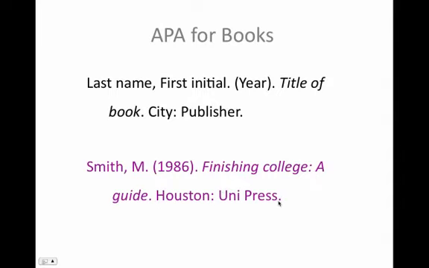This is all the same information that you would find in an MLA citation for a book. It's just moved around a little bit. MLA would have my year at the end. APA wants it right up here with the author. I only use first initials. My capitalization is different.